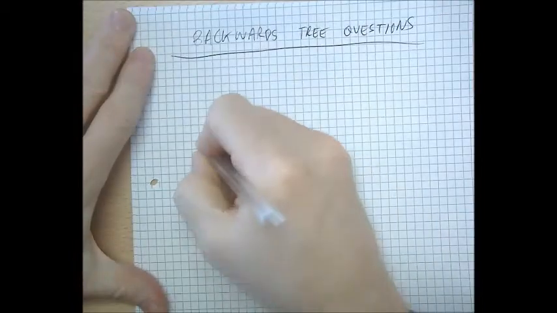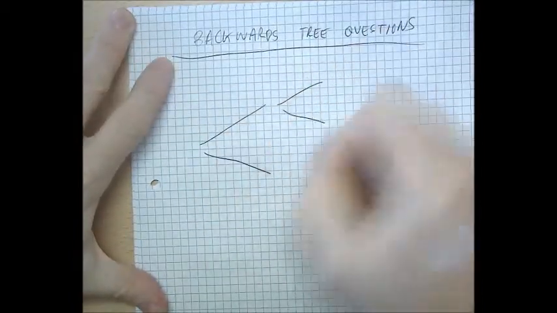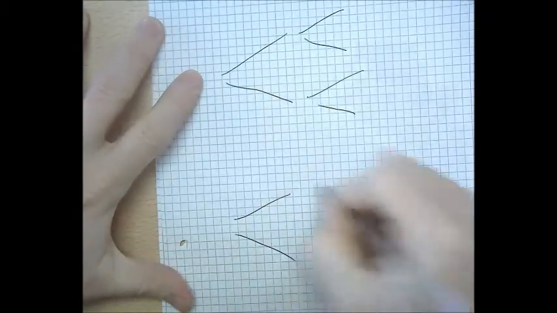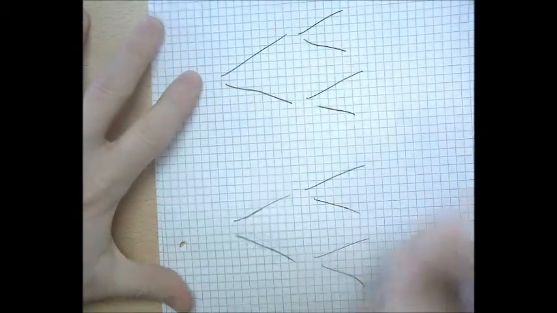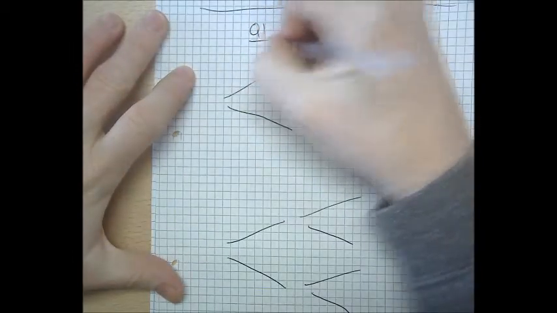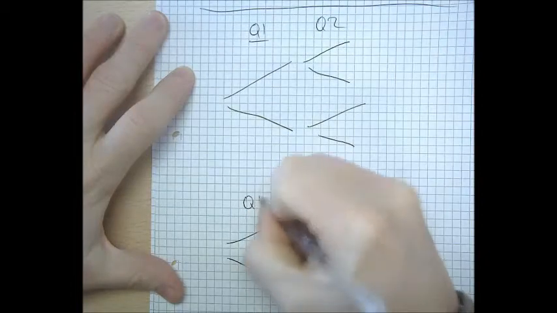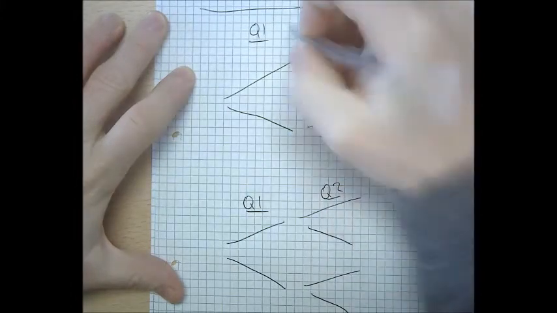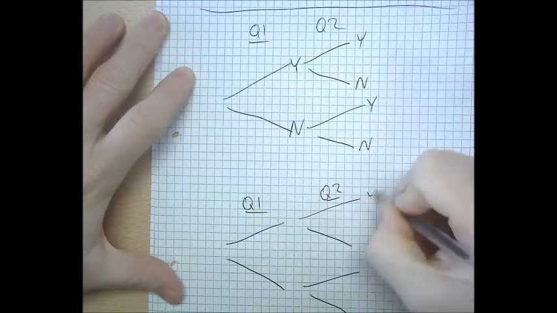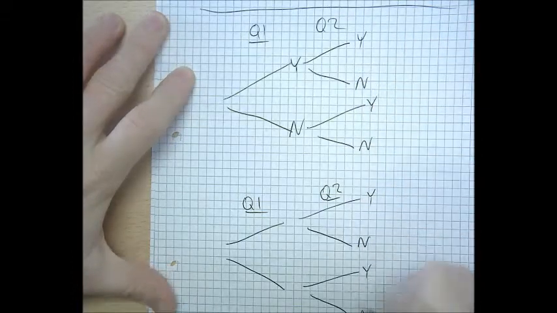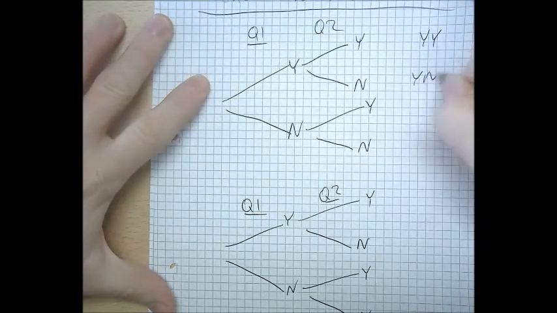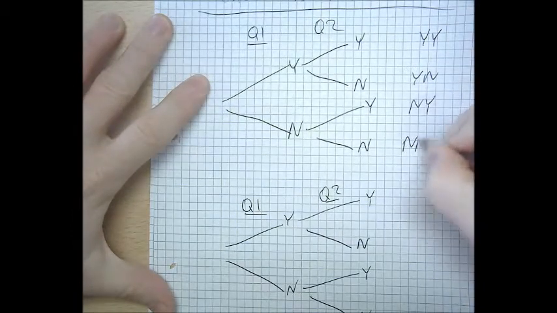A backwards tree question looks like a regular tree question. So here are two examples with the classic double forking situation for two stages. Let's pretend this tree question is about a survey. Question 1, question 2, question 1, question 2, and it's just a straight yes or no. Summaries as usual, recording everything that could possibly happen.